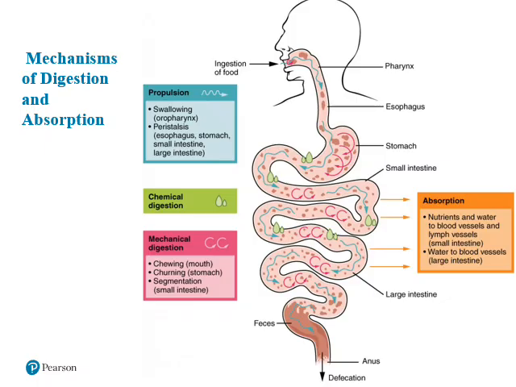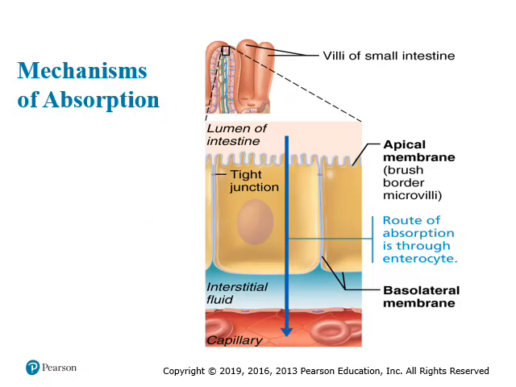Absorption is a process of moving substances from the lumen of the gut into the body. Okay, so here is a diagram showing us the mechanism of absorption. First of all, you have tight junctions. Those are tight junctions right there, and that's another tight junction there. Tight junctions make sure that the molecules pass through the epithelial cells rather than between them.